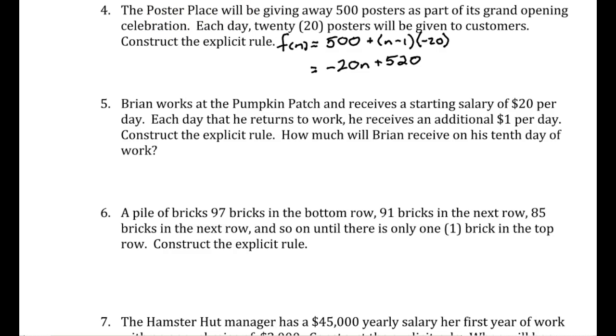So you can see here, it only says to construct an explicit rule. So we've done that, and you're done. On most of the other ones, it asks you to do one more thing, like how much will Brian receive on his 10th day of work. Down here again, it says construct the explicit rule, so there's only one part. Some of them have one part, some have two.